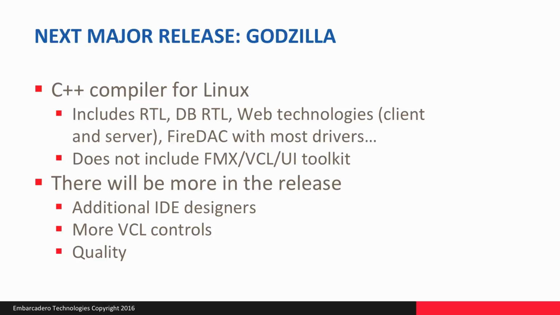On the subject of the next major release, Godzilla brings a C++ compiler for Linux, and that includes the RTL, the database, the web technologies, both client and server, FireDAC with the vast majority of drivers, everything that you can think of that you would need for Linux server support. The one thing it does not include is FireMonkey, that is the UI toolkit. Linux support is Linux server in this release. And of course there will be much more in the release. We're bringing some additional IDE designers, more VCL controls, and a big focus on quality.